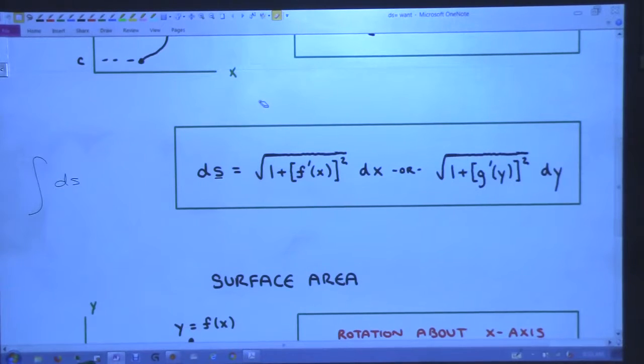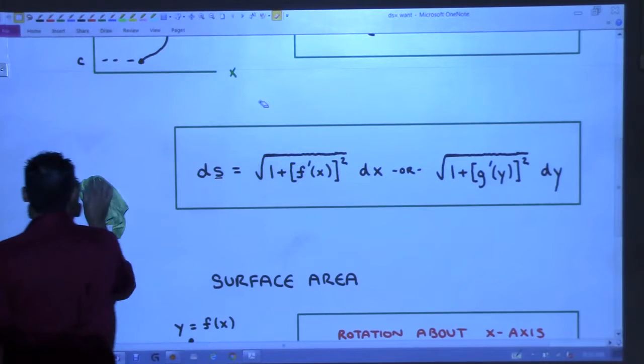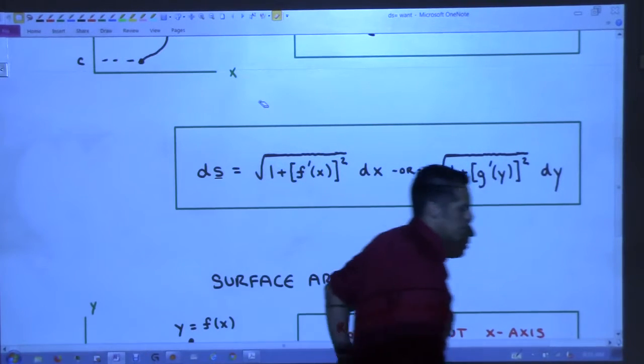Okay, this thing is way too close to me. All right, let's do a couple of examples. Hopefully you'll see how this works out, and then we'll move on to surface area.